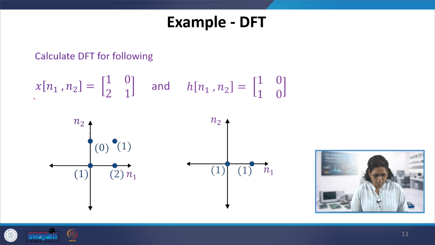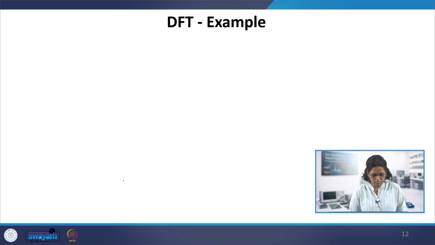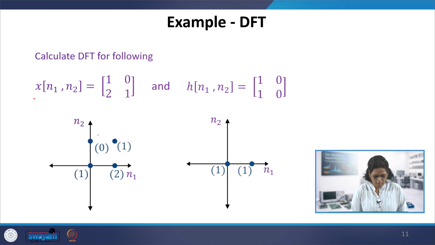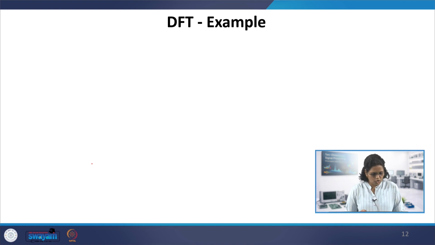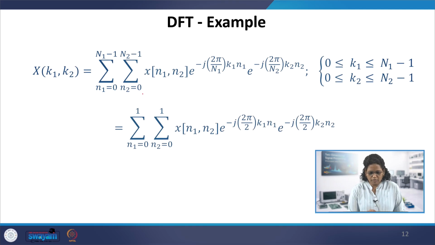So here the sequence, if we plot it, n1 and n2, this is 1 here. We know how to get the matrix from the plot and also the plot from the matrix. So this is 1 and 1, and here it is 0 0. It's not shown over here in these cases. This is 0 0. Okay. So this is x and this is h. Now we'll get the DFT of this sequence.